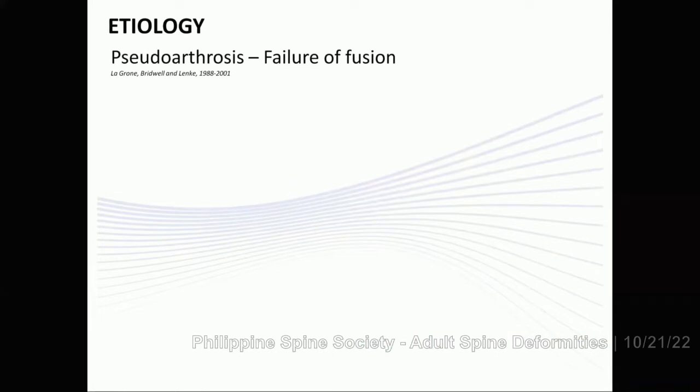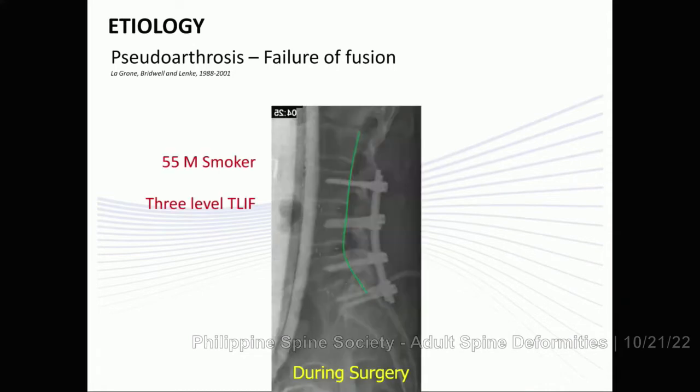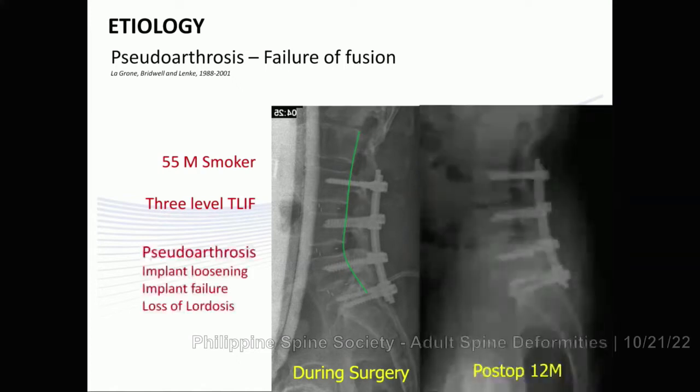Pseudoarthrosis or failure of fusion can also result in iatrogenic spinal deformity, like this 55-year-old male who was a smoker who had a 3-level TLIF for back and leg pain. As you can see, a reasonable lordosis was achieved during surgery, but 12 months after, the patient had a recurrence of back pain and presented with pseudoarthrosis as shown on the X-ray as loosening of the screws, breakage of the implant, and measurable loss of lordosis.